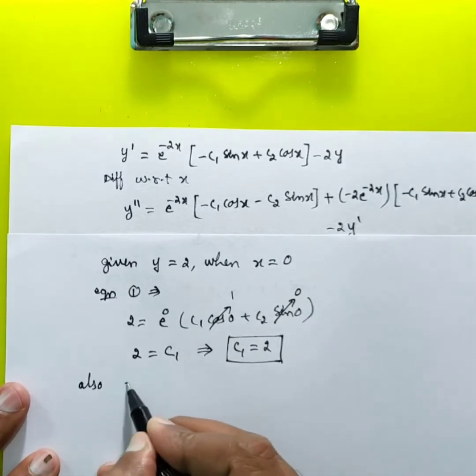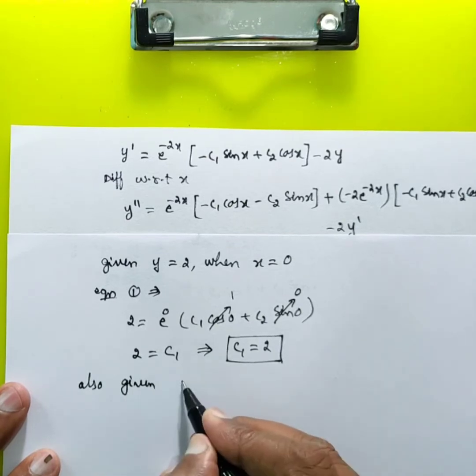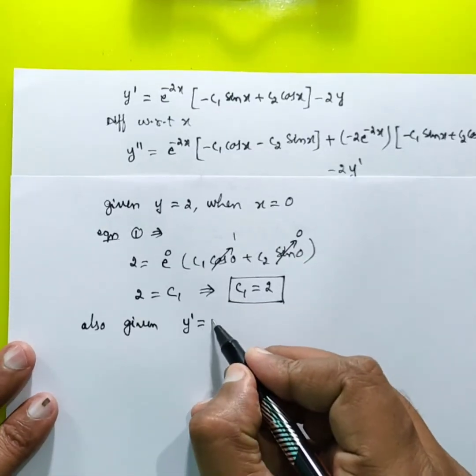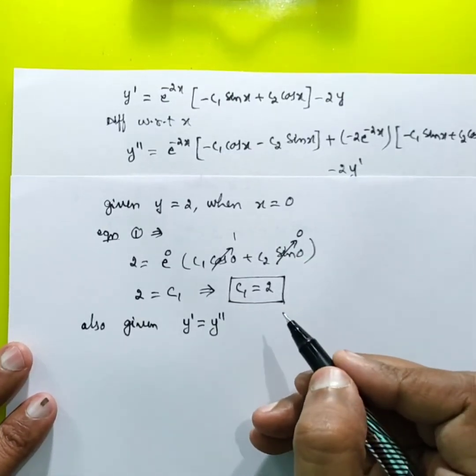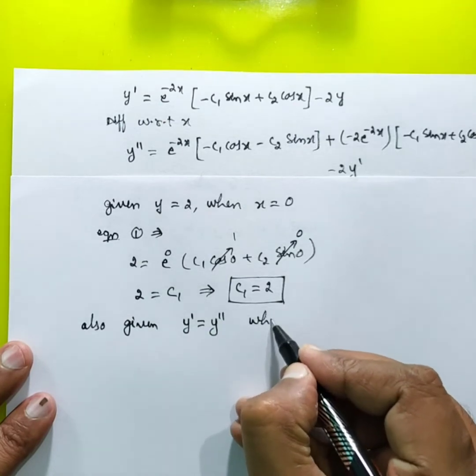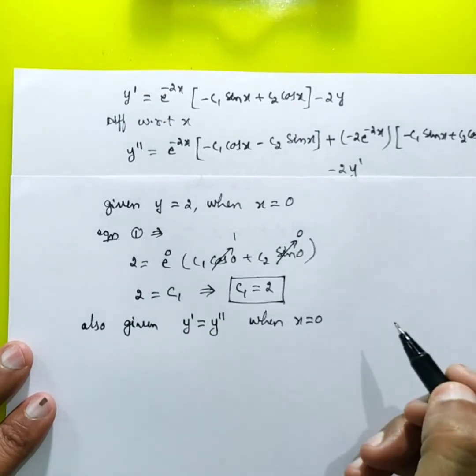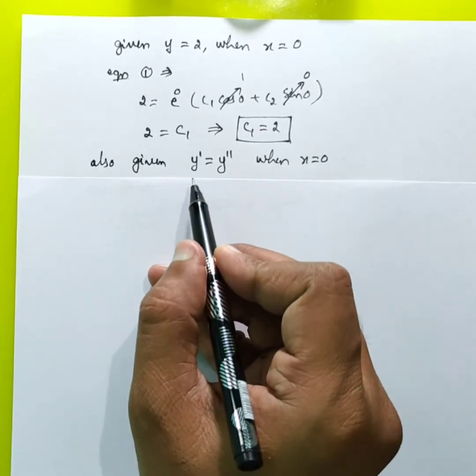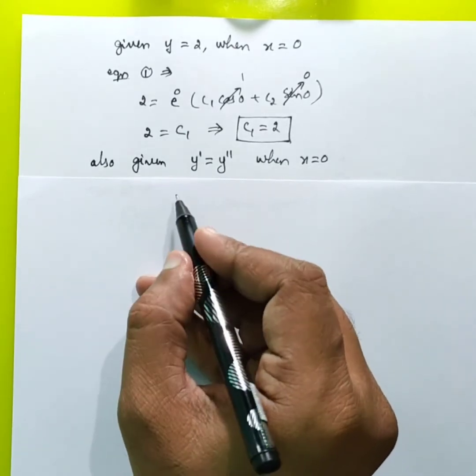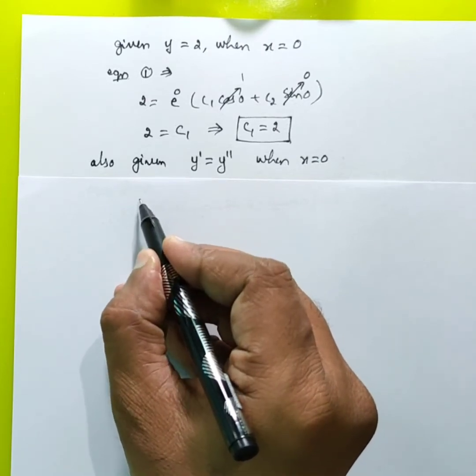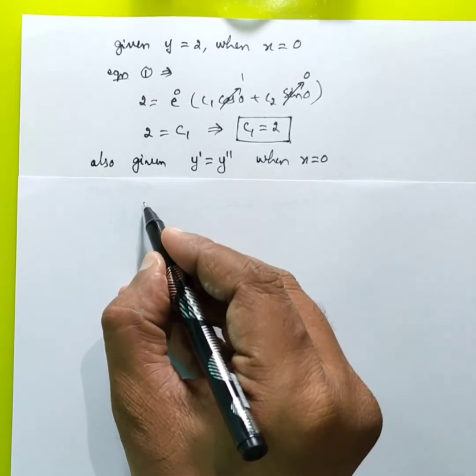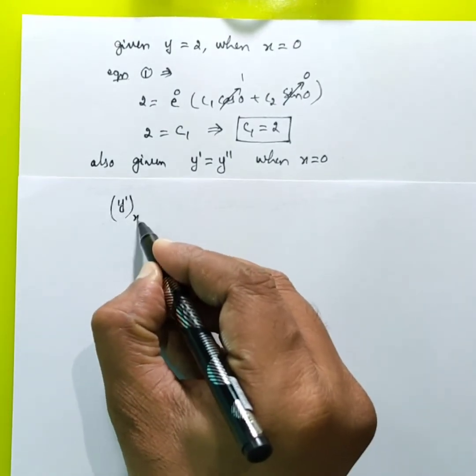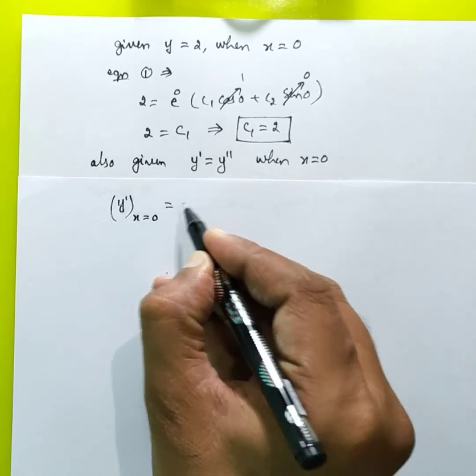Also given dy by dx, which is y dash, is equals to, it is given as d square y by dx square. D square y by dx square is nothing but y double dash when the value of x is equals to 0. We'll try to plug in this values of x is equals to 0 in y dash. So first I'll take the value of y dash. We already have the value of y dash, so you can just try to observe y dash value. I am trying to take y dash when the value of x is equals to 0 will be equals to.